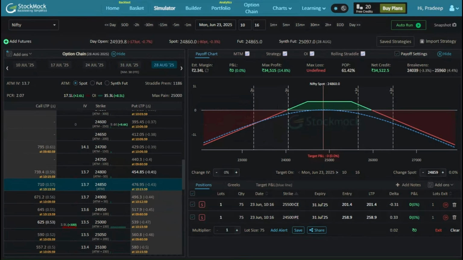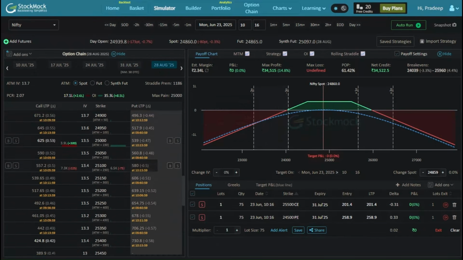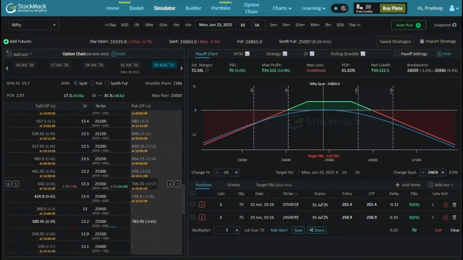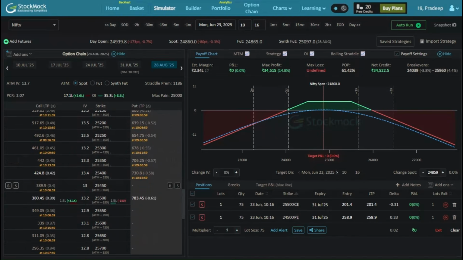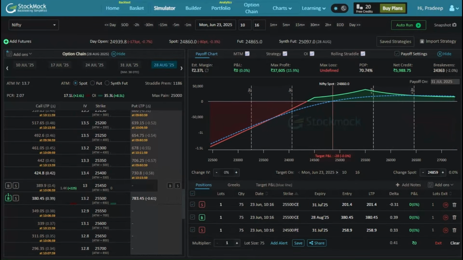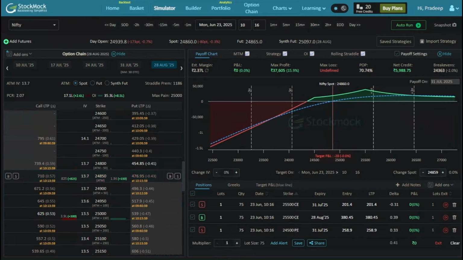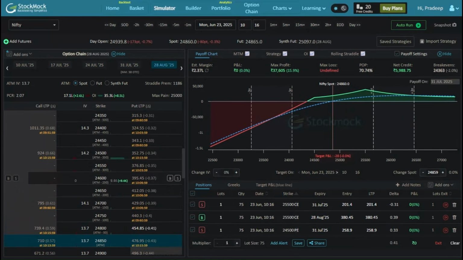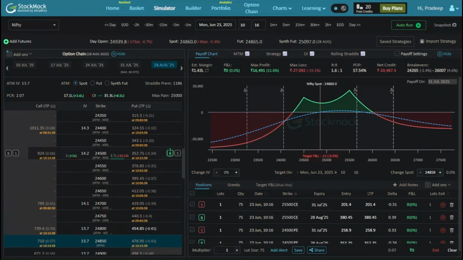So 28th August I have chosen here on the left hand side, and again I will go to the same strike price. The call strike price is 25,500. So I go to 25,500. I will buy this, and the put strike is 24,500, so I will go back and try to buy 24,500. Hopefully liquidity is there. I have purchased this. Let us hide this so that it becomes easier.